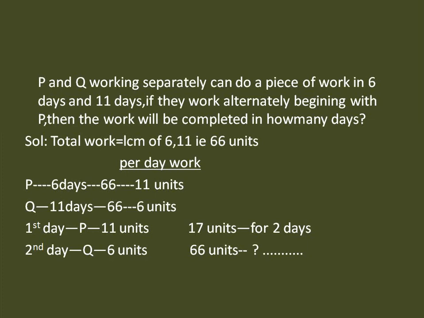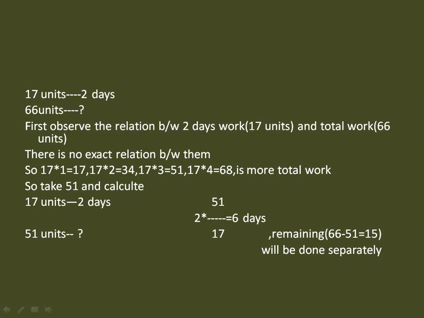Is there any relation between 2 days' work and total work? No. So we have to adopt another method for calculation. There is no exact relation between them. So we have to take 17 ones are 17, 17 twos are 34, 17 threes are 51, 17 fours are 68. So we have to take the multiples of 2 days' work. If you take 68, it is more than the total work. So you cannot take 68. So you have to take 51.